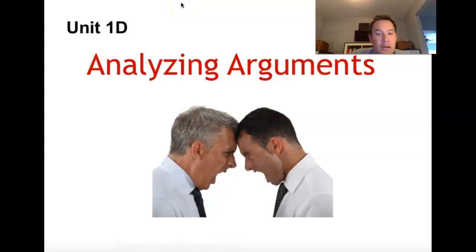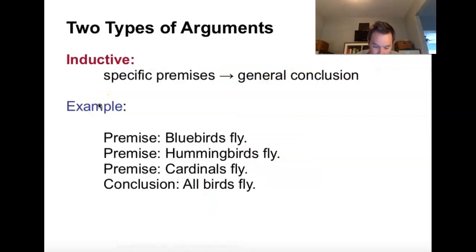Okay, for section 1D, we're going to talk about analyzing arguments. First of all, there are two types of arguments that we're going to discuss. The first one is called inductive, and I think of induction like the domino effect. So you're using specific premises to get to a general conclusion, and inductive reasoning is weaker than the next type of argument we're going to talk about.